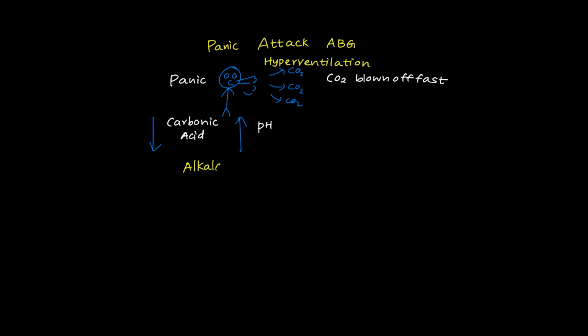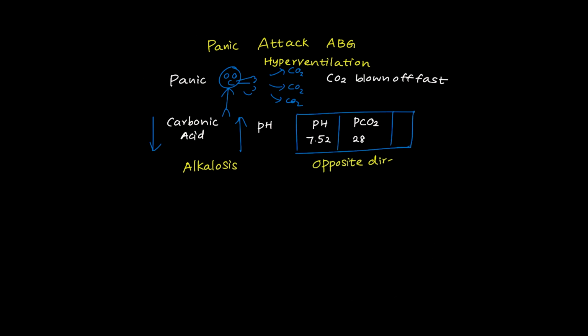Her values confirm this. A pH of 7.52 is above the top of 7.45, so she is alkalotic. A pCO2 of 28 is below the bottom of 35, confirming she has exhaled too much CO2. Because pH and CO2 moved in opposite directions, we call this respiratory.